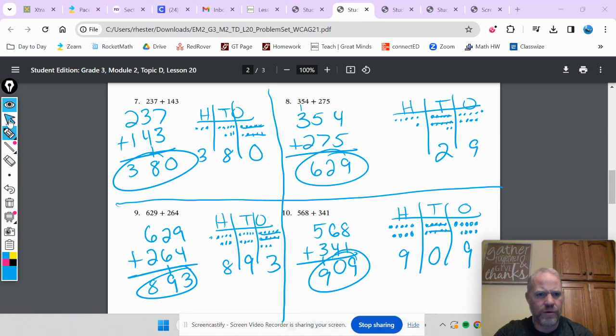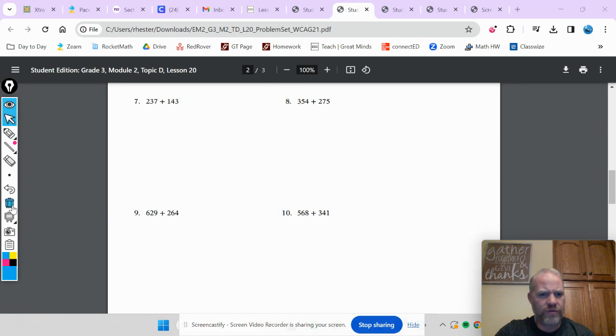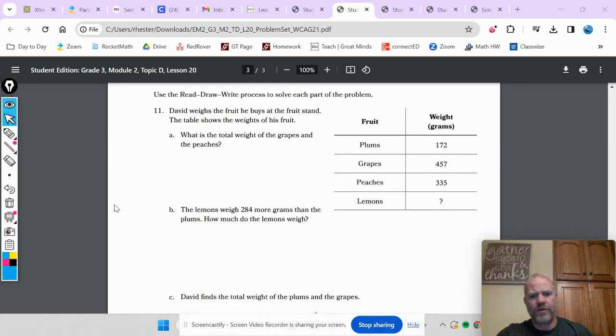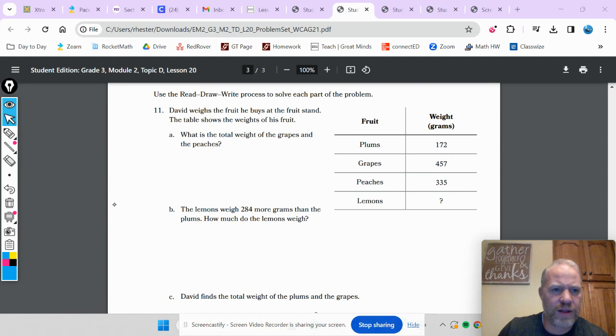We're going to move on to the next page, number 11. So at this time, pause the video if you need notes. Otherwise, we're moving on to number 11. David weighs the fruit he buys at the fruit stand. The table shows the weights of his fruit. So here we have fruit, the weight in grams. What is the total weight of the grapes and peaches?